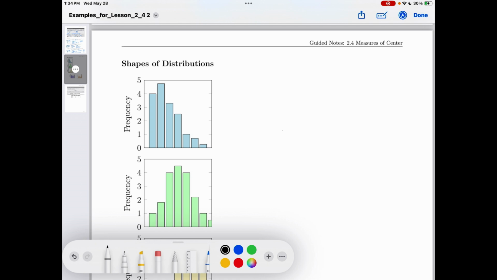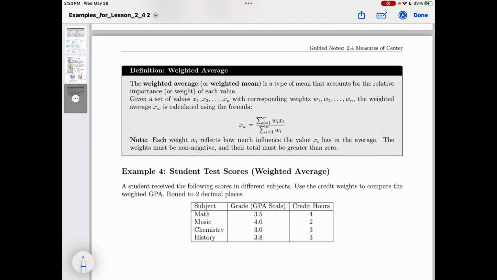So now let's look at some common shapes of data distributions and how they're related to the mean, median, and mode. We're going to first start with a skewed right distribution. So this first graph here, a histogram, is what's called skewed right.